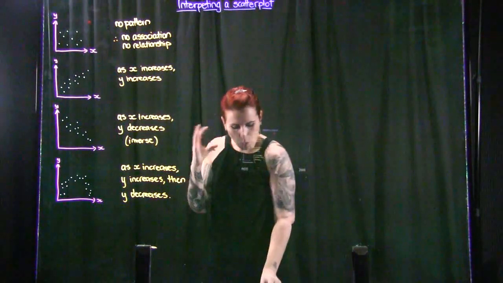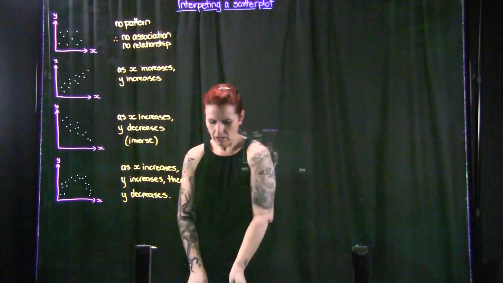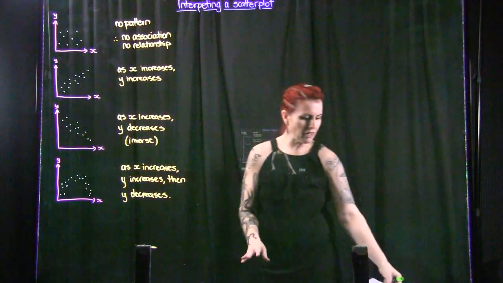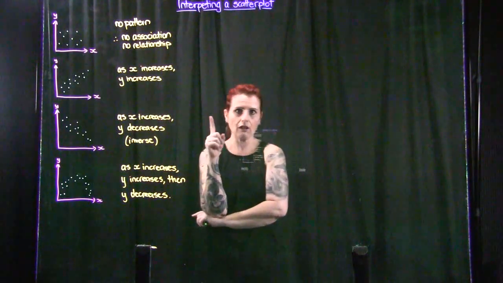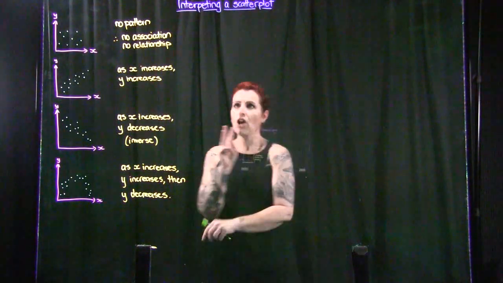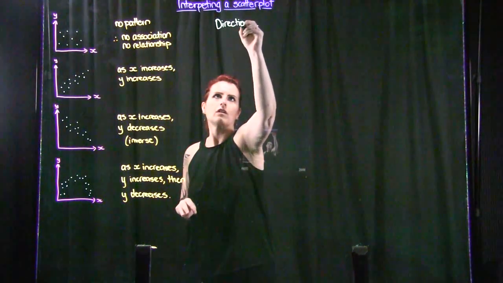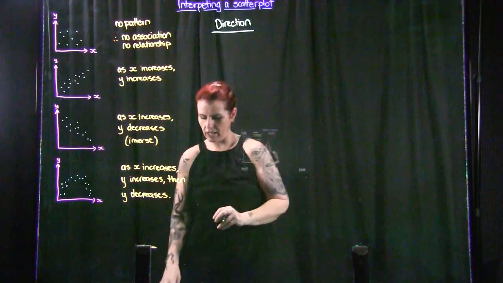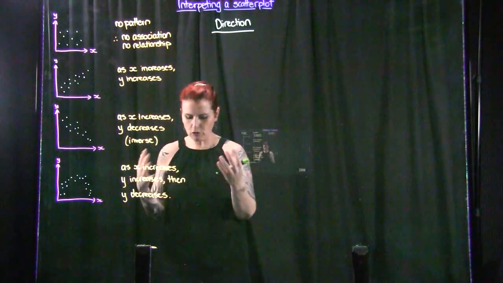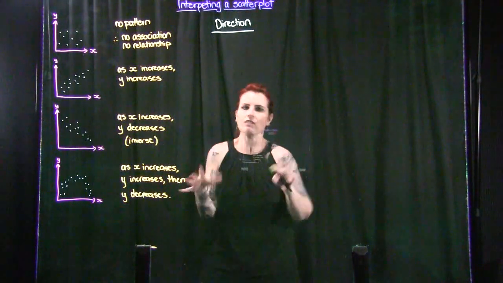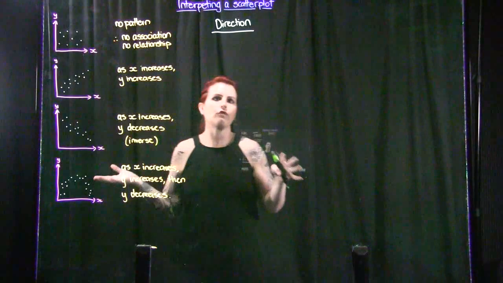So what do we look for when we are looking at interpreting a scatter plot? We will look for three things. We look for direction, form, and strength. So let's have a look at direction first. So this is the direction of association. Now what I'm going to do is give you a few different ones. So if there's no association, then there's no direction. So no association, no pattern, we go no further.